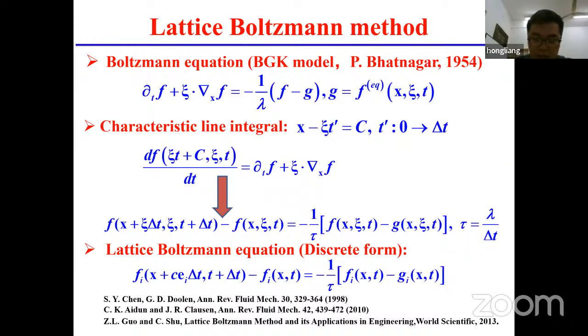This is a very simple evolution equation, where f_i is the distribution function, and g_i is the equilibrium distribution function. Here c is the speed of sound, and e_i is the discrete velocity. Next.